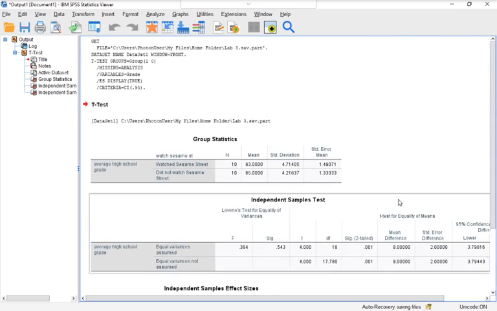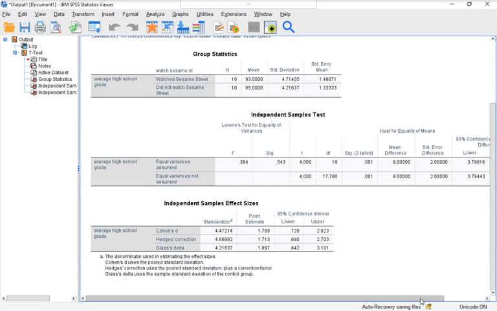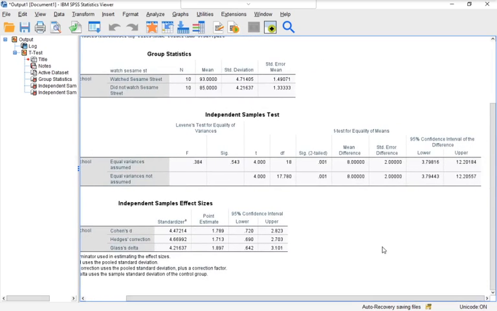This mean, oops, I keep trying to scroll right, but I have to manually scroll. So our mean difference between the two different groups: the first group who watched Sesame Street was 93, and the second group was 85. So 93 minus 85, that difference is 8. And then this is our standard error difference.